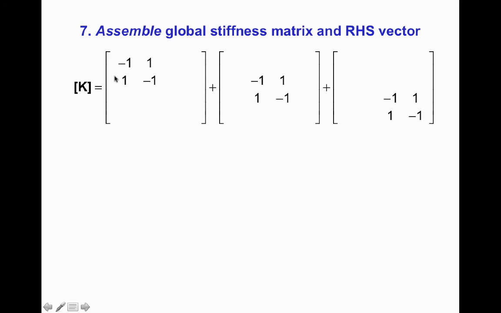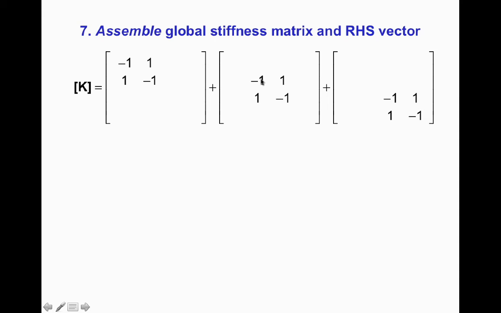So the right location for element 1 is the 1, 2 location. So our minus 1, 1, 1, minus 1 go in the 1,1, 1,2, 2,1, and 2,2 positions. For element 2, the element nodes of element 2 are nodes 2 and 3.